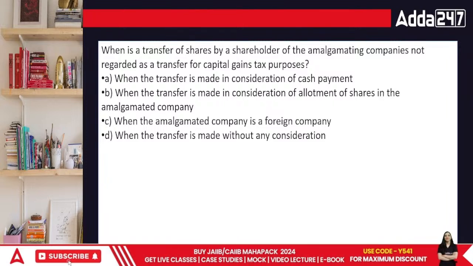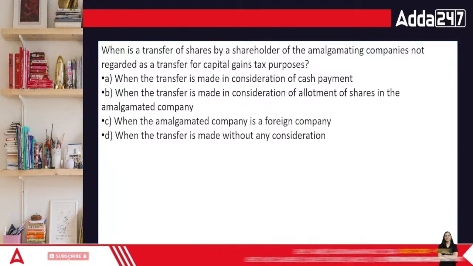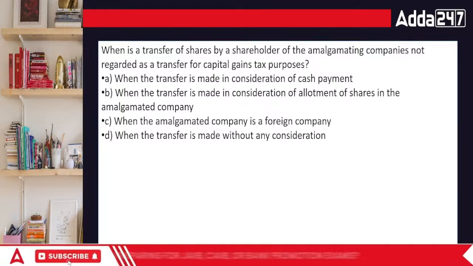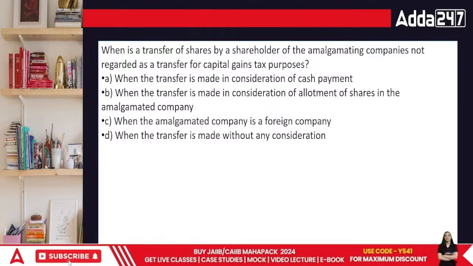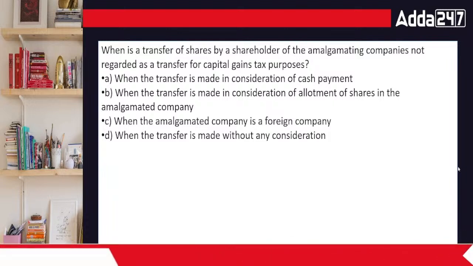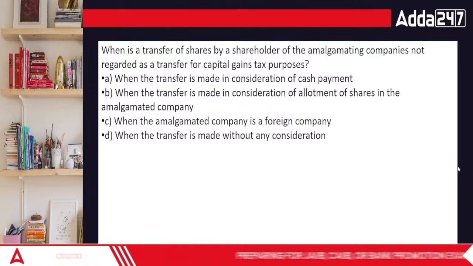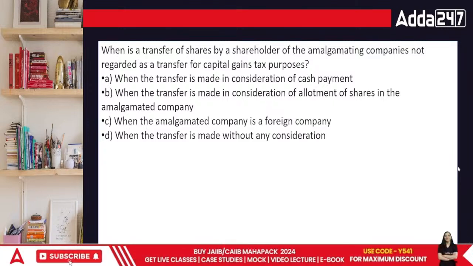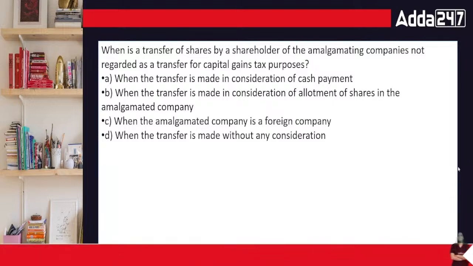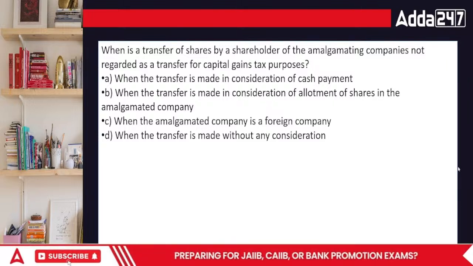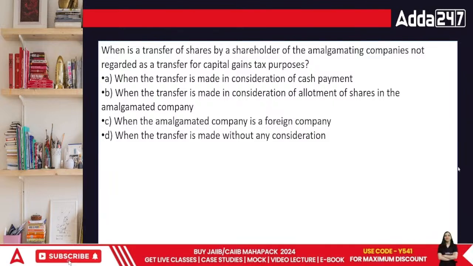Amalgamated company not regarded as a transfer under capital gain. When the transfer is made, if you have cash payment, it becomes taxable. Amalgamation is covered here, which means that the companies are merging together, but there's one particular thing which is clear: the amalgamation involves a payment of cash, which is taxable there. So the first point is definitely true.